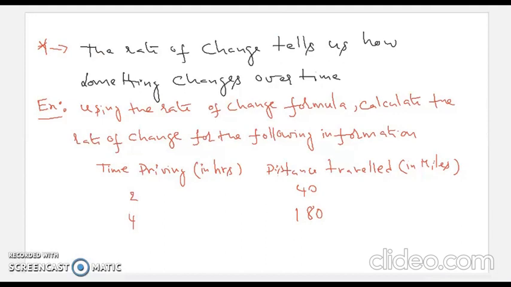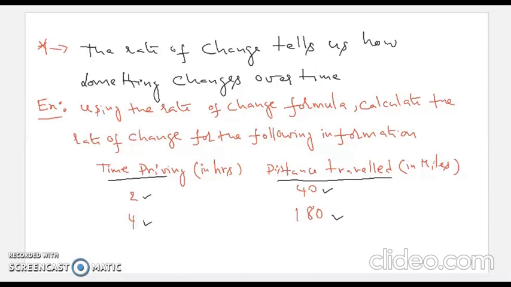Now coming to some examples. Using the rate of change formula, calculate the rate of change for the following information. The information is given: time duration in hours, distance traveled in miles. For 2 hours the distance traveled by a car or any vehicle is 40 miles. For 4 hours it can travel 180 miles. Now we are going to find the rate of change for this information.